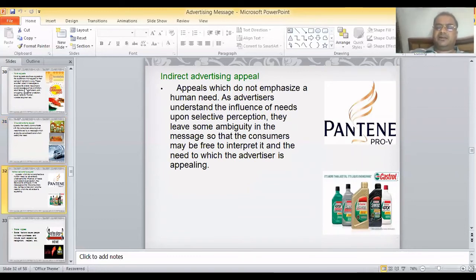Indirect advertising appeal is basically used for products which are not part of the basic human needs. So what they do is use it indirectly. For example, engine oils are not part of the basic human needs. So then you have to sell it using some prop or some mechanism to sell your product.